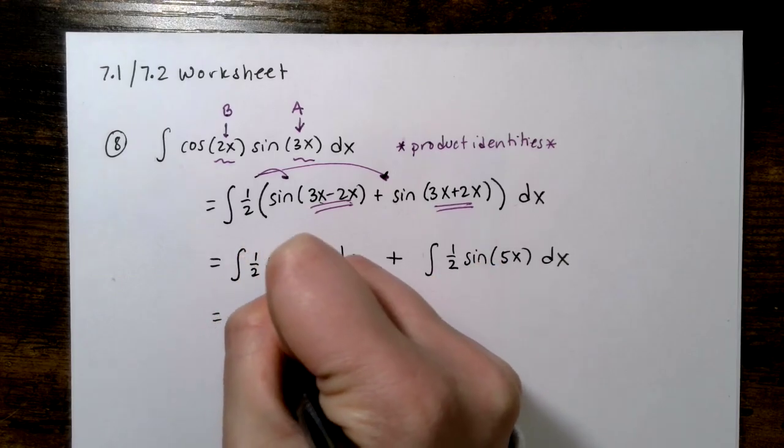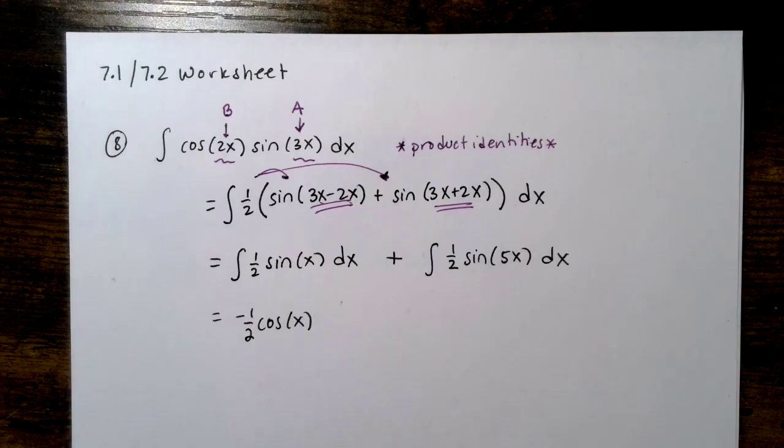This will be negative 1/2 cosine of x. I'm going to hold off on the plus c here because I'm just going to say plus this guy's answer, plus c at the very end. We only need one plus c overall.